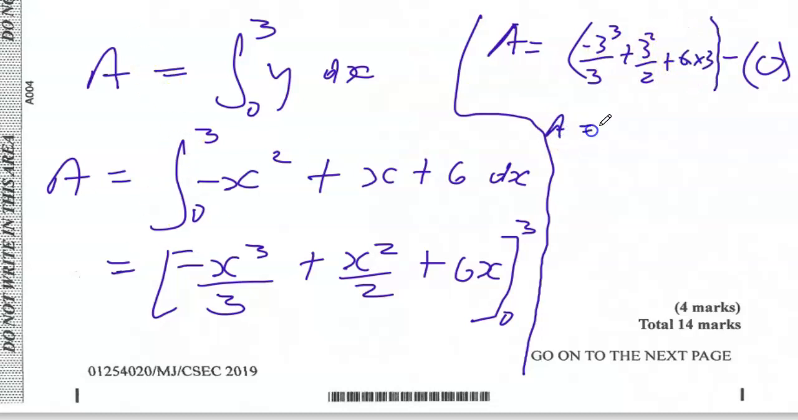This becomes now 3 cubed, negative 27, divided by 3, that's negative 9. Plus 3 squared, that's 9 over 2. Plus 6 times 3, 18, minus 0. So the area is, this becomes now negative 9 plus 18, that's positive 9. And 9 plus 4.5, that's 13.5. It's area, so square units.